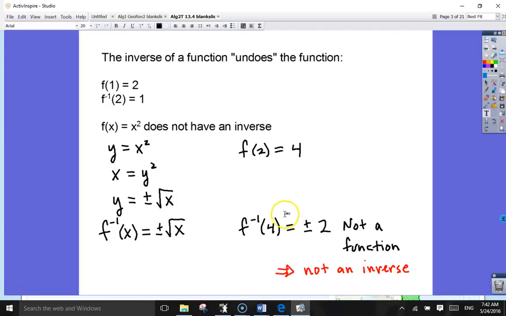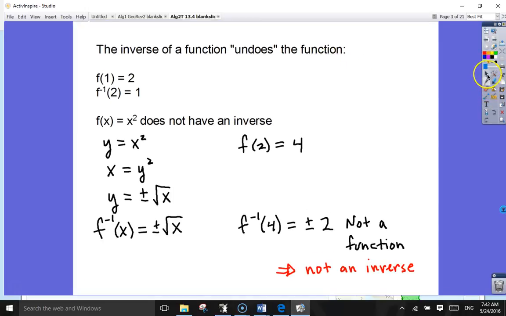So what it really means is that between these two functions, we know that f of x equals x squared looks like a parabola that opens up. And that means it's a function. But when I do the inverse, I get a parabola that opens to the right. And it's not a function. That's why when you plug in one x value, you get more than one y value coming back.